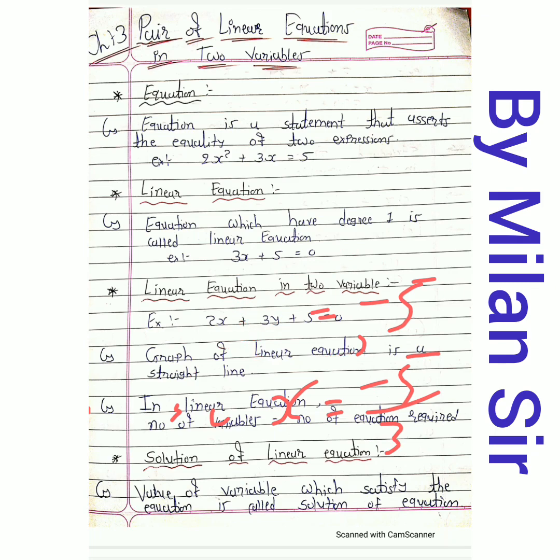But what is the name of this chapter? Pair of linear equations in two variables. So in this chapter we have two variables, and for the solution of the equation we require two linear equations. In all the problems we try to find those two equations, and from those two equations we find the value of the variables.